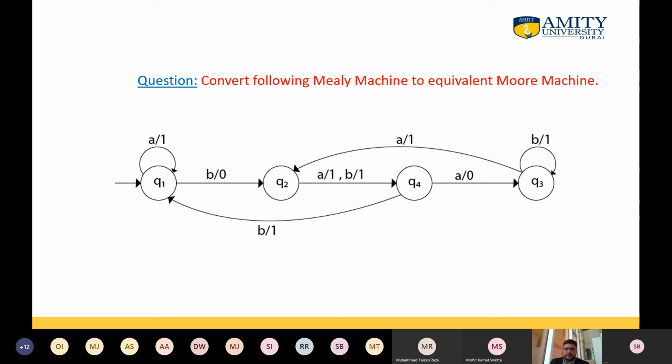Suppose this is the question. The first question is: convert the following Mealy machine to an equivalent Moore machine. And you have been given a diagram of the Mealy machine. So what should be the first step? The first step should be to convert this into an equivalent transition table. Will you be able to make the transition table of this? Just make it so that we can go forward.